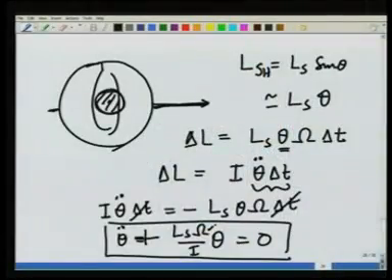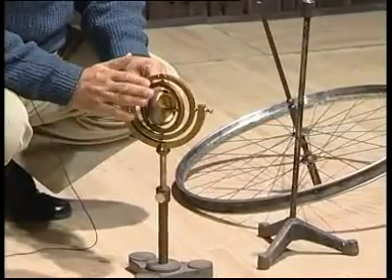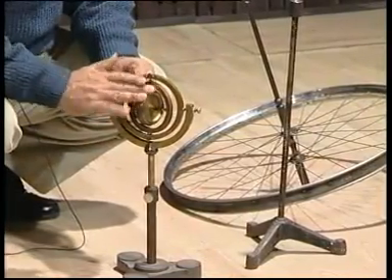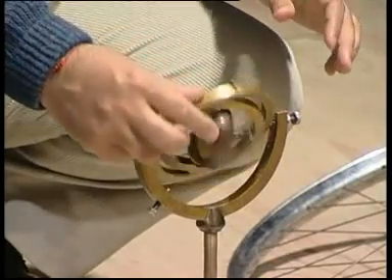Let us see that. Here is a small angle. Let me give it a spin like this, and let us rotate the outer frame, and you see this is oscillating.